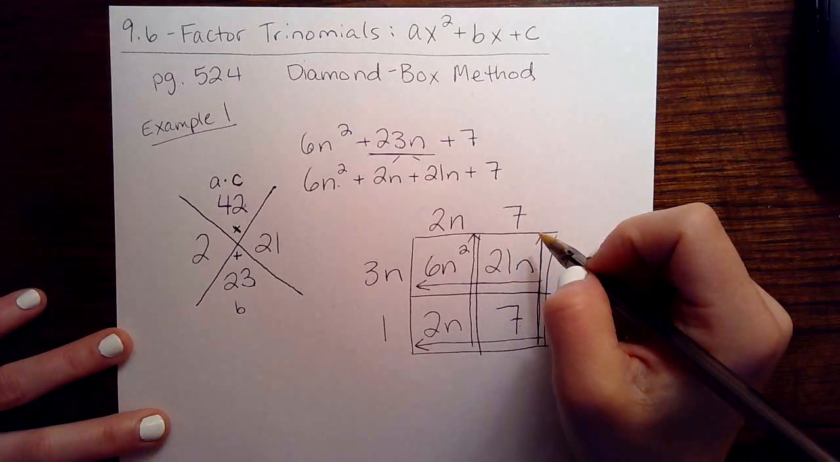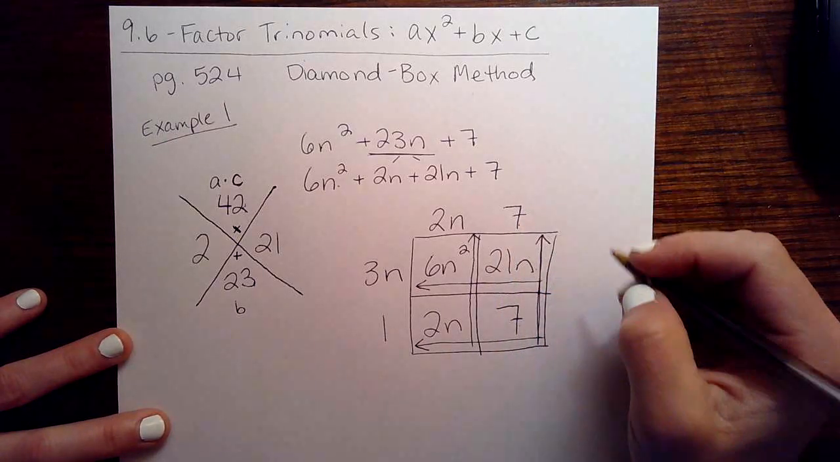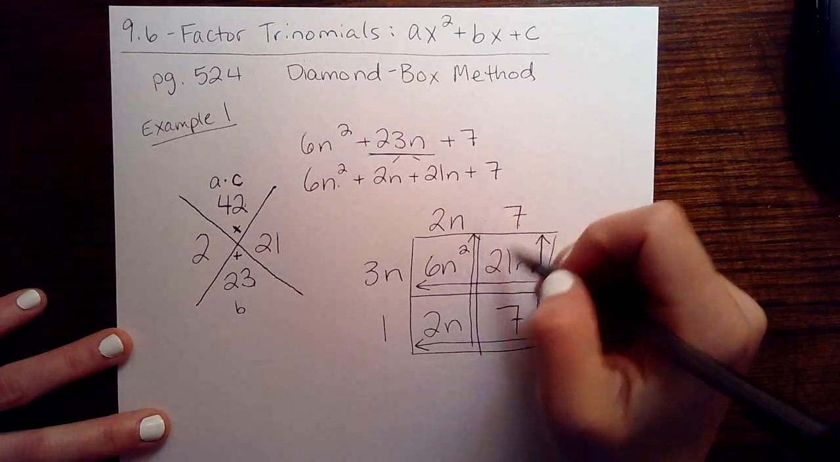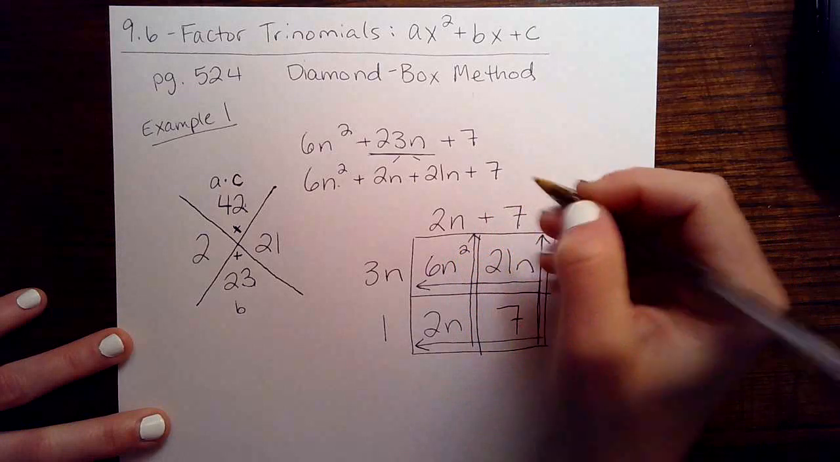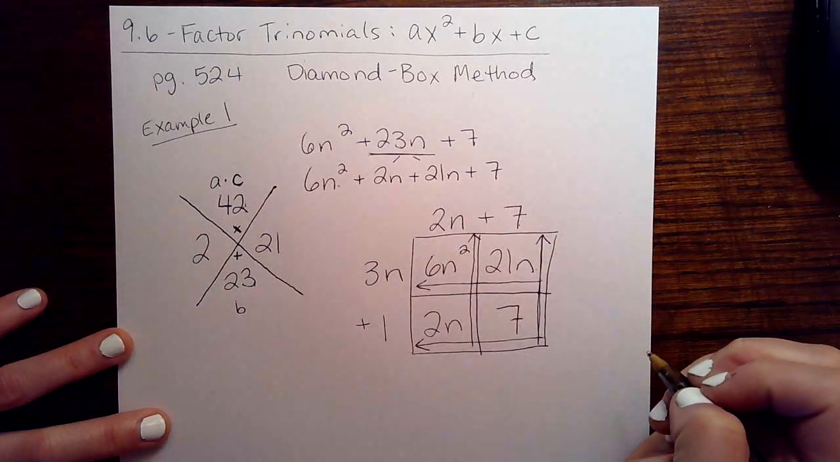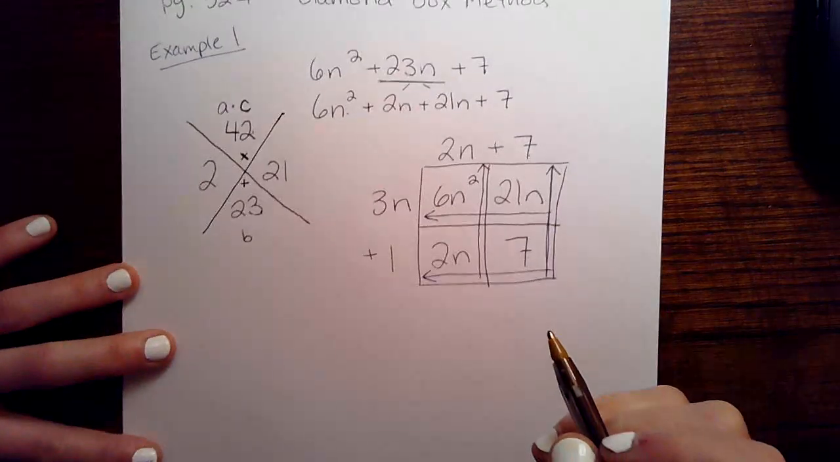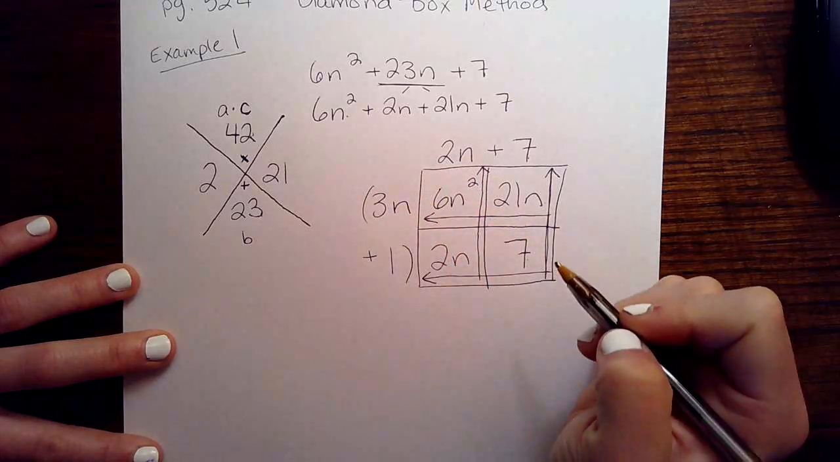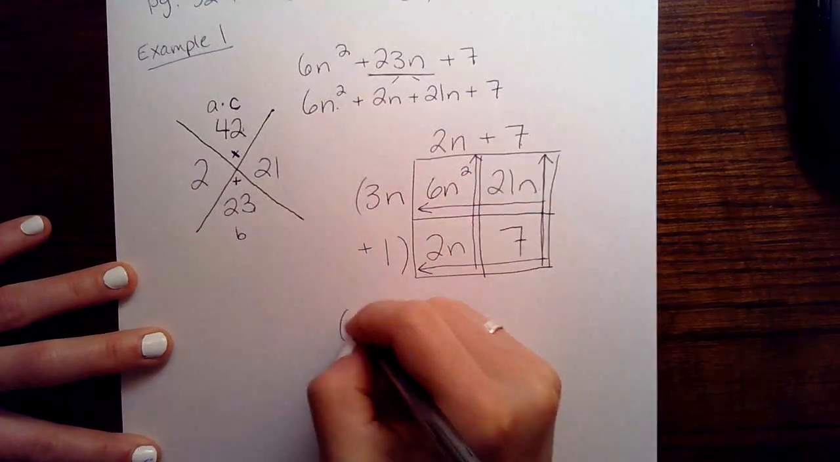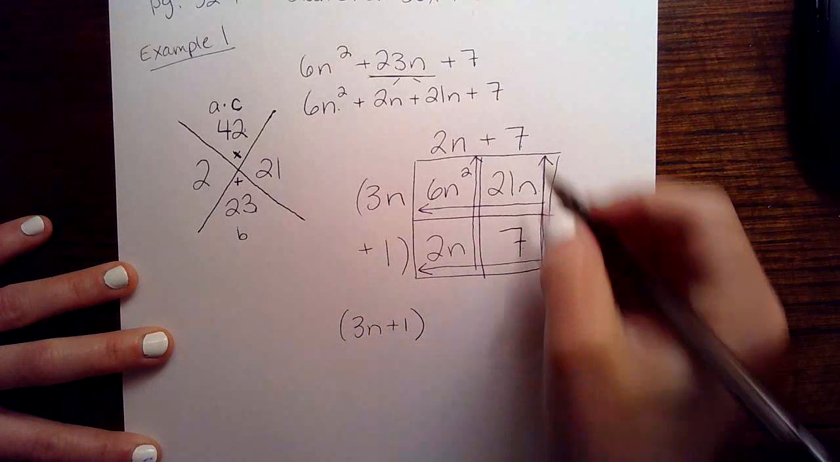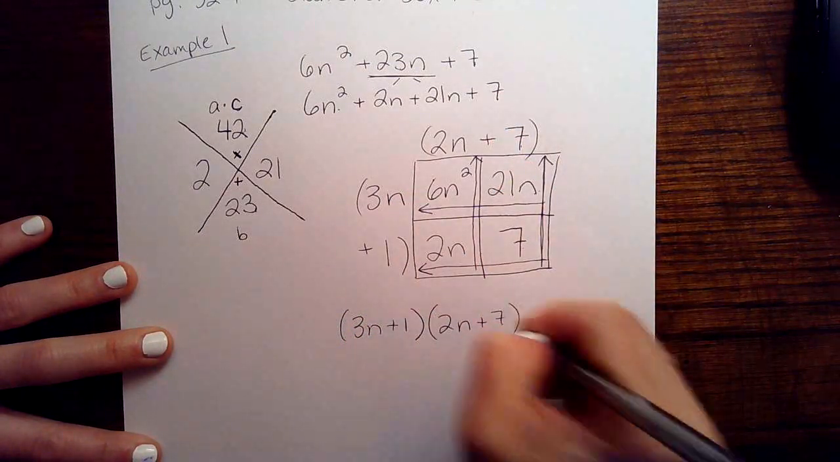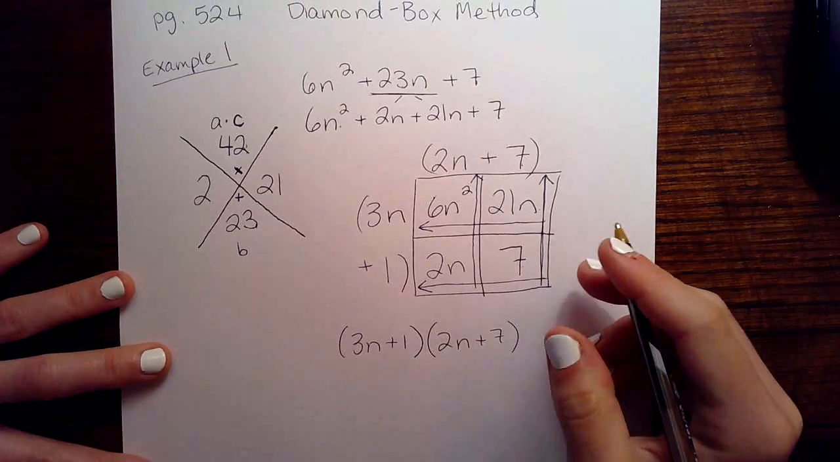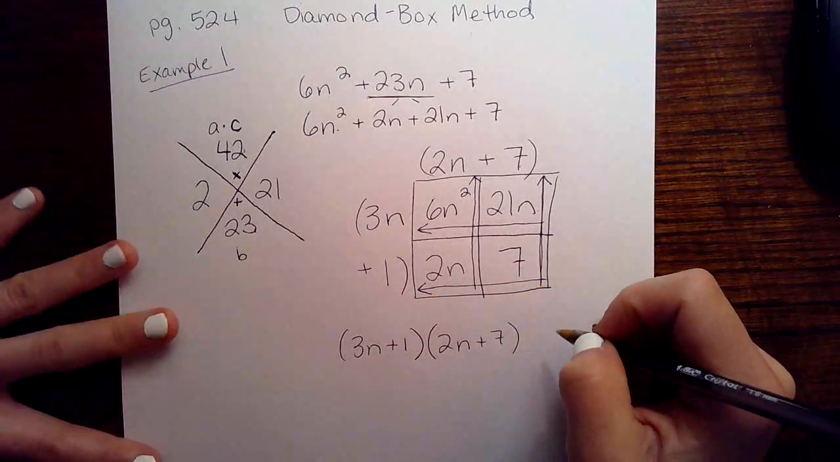Again, as before, we get to this endpoint and we decide, is this going to be 2n plus or minus, 3n plus or minus? Since these are all positive, this will be plus and plus. So this is where we get our binomials, 3n plus 1 and 2n plus 7.